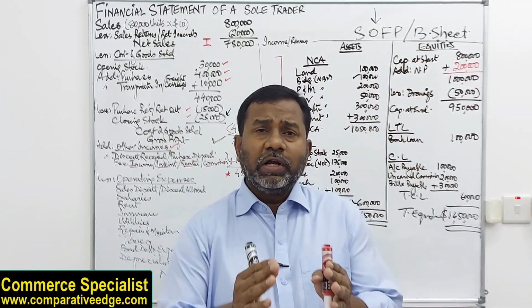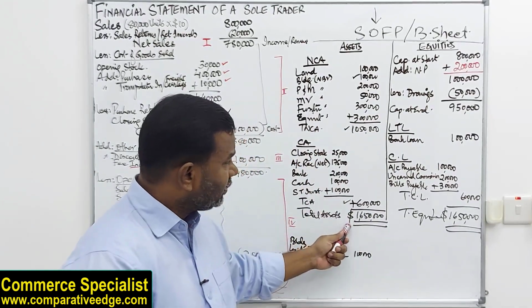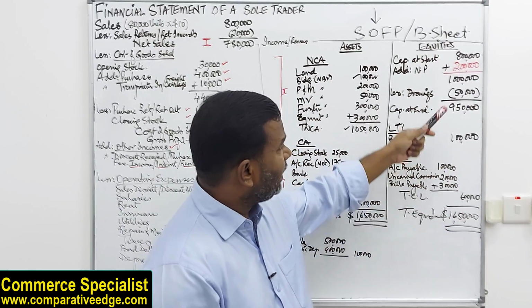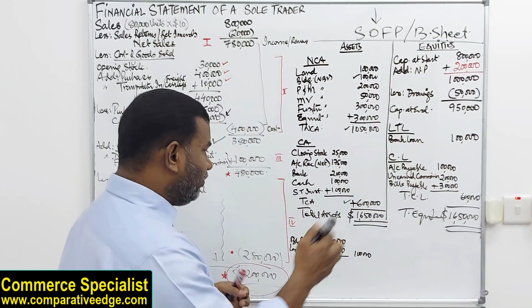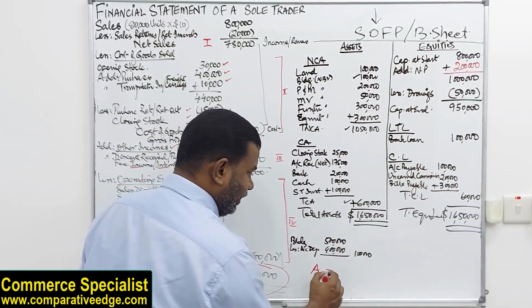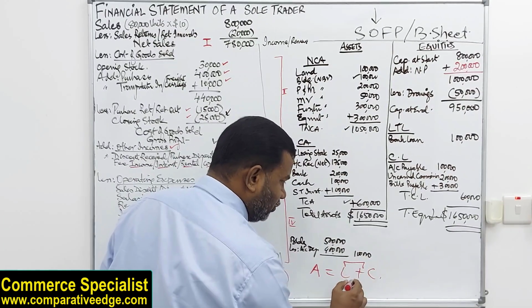So why do we call it a balance sheet? Because your total assets should always come to total equities. Now total equities is the addition of your capital and your liabilities. If you remember, the basic accounting equation was like this: assets equal liabilities plus capital. This liabilities plus capital is known as equities.